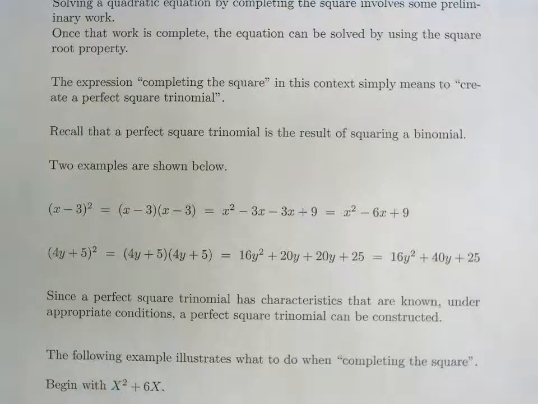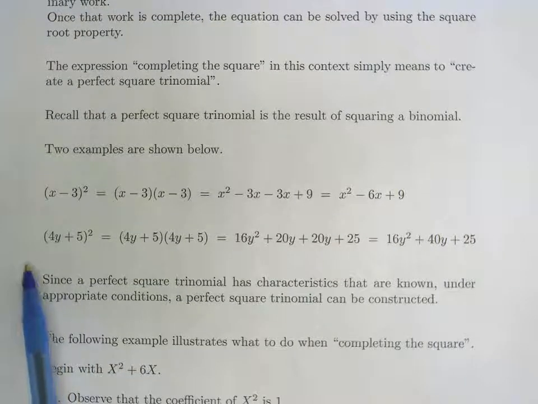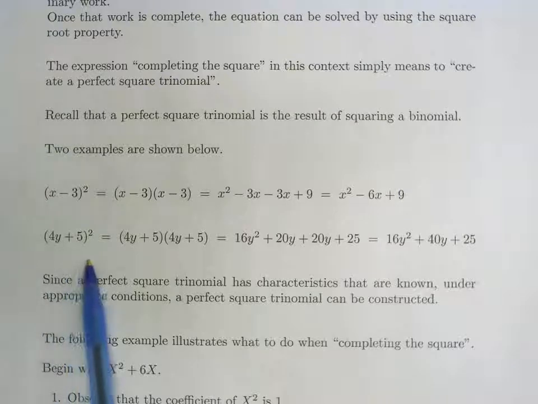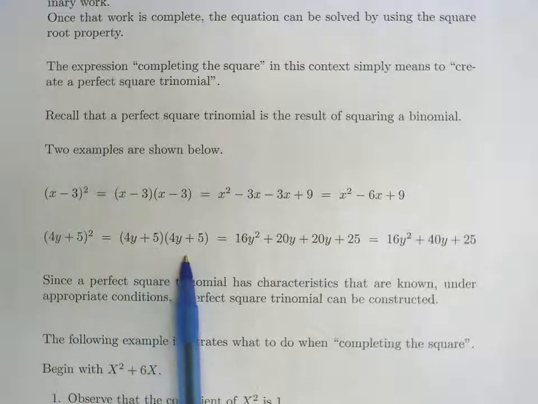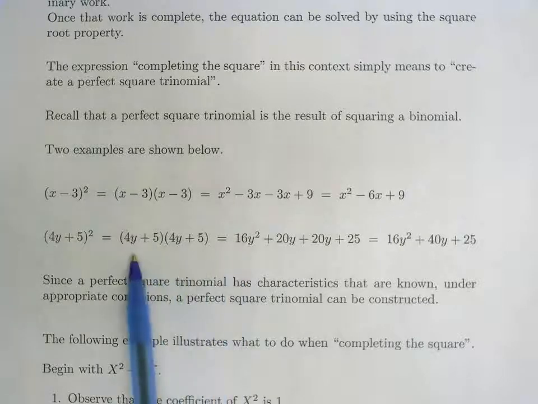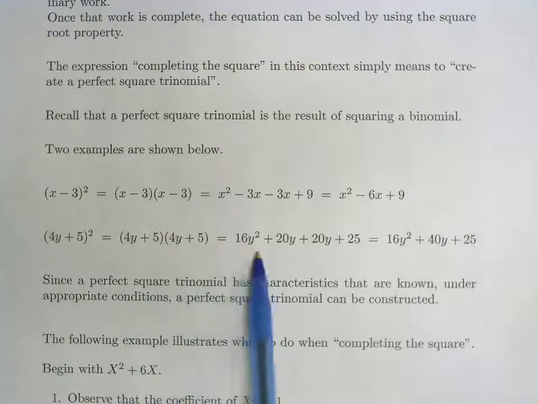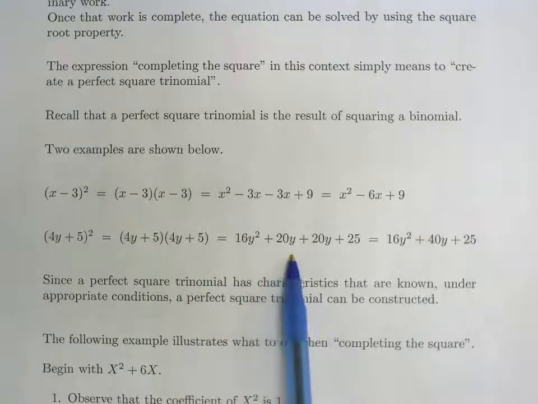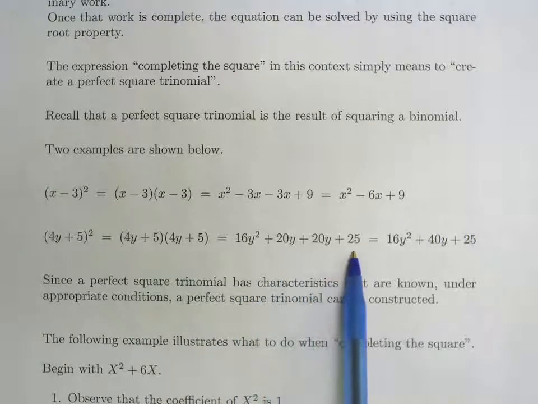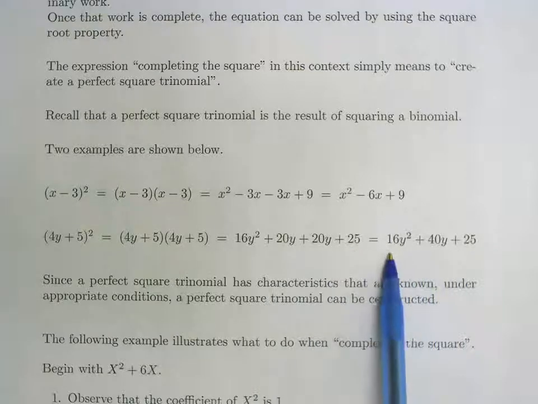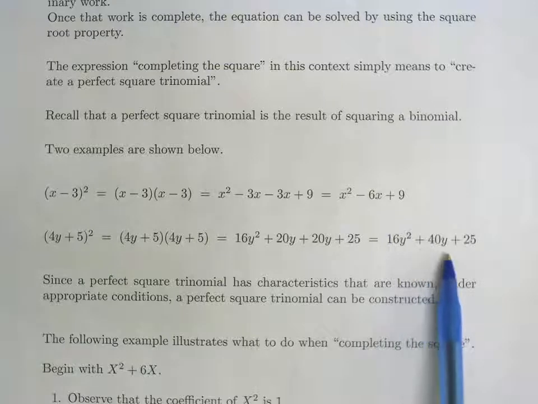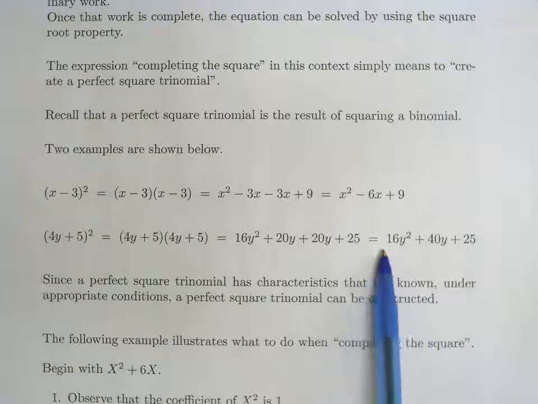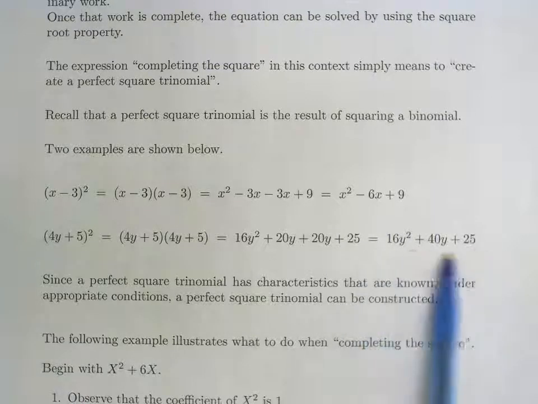The next example, if you square the binomial 4y plus 5, that just means 4y plus 5 times 4y plus 5. And we know how to multiply two binomials. We get 16y to the second plus 20y plus 20y plus 25. And then combine the like terms, we get 16y to the second plus 40y plus 25. This is a perfect square trinomial.